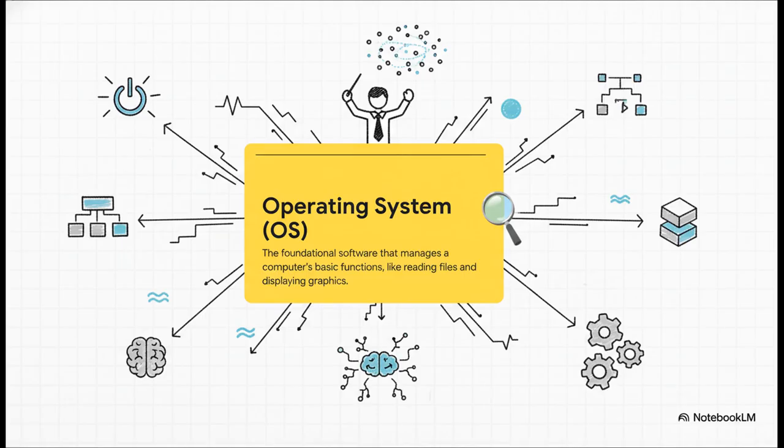Okay, so right at the heart of the brains, you've got the operating system, or the OS. You can think of it as the master conductor of an orchestra. It's the foundational software that manages, well, everything. From the second you hit that power button, it's directing traffic, handling memory, and making sure all the different parts can talk to each other. It's basically the machine's central nervous system.